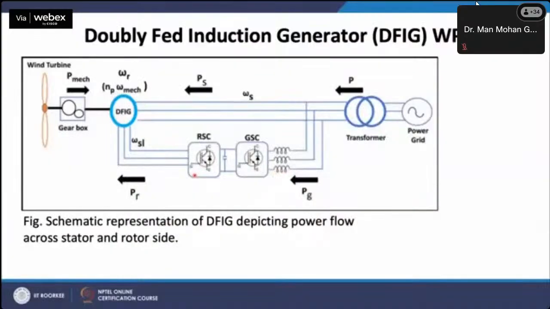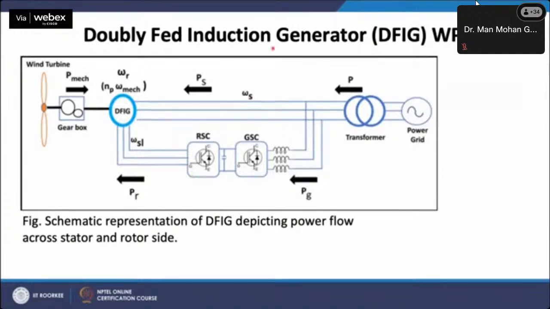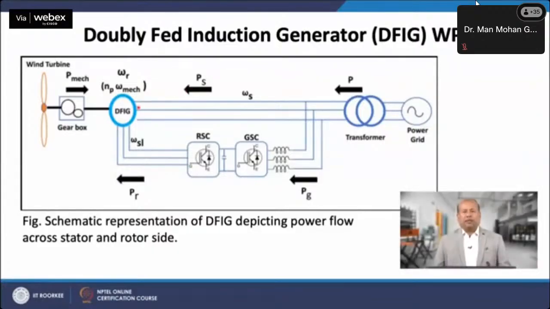Now focusing on the doubly fed induction generator, called DFIG WPG, the schematic representation of the DFIG wind system along with the power flow is shown in this slide. As the name suggests, the doubly fed induction generator is capable of feeding or absorbing power in two directions. The stator part is directly exposed to the grid, which works at fixed voltage and frequency.